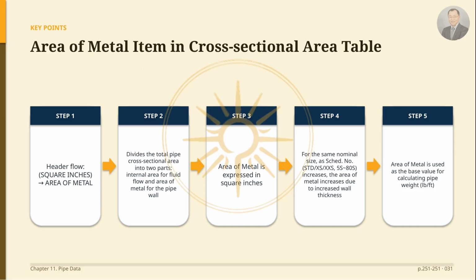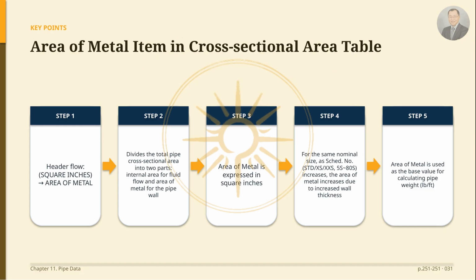I would like to introduce the area of metal among the horizontal items of the pipe data table. The total cross-section of a pipe is largely divided into two parts: the internal cross-sectional area where the fluid actually flows, and the area of metal occupied by the pipe wall itself.